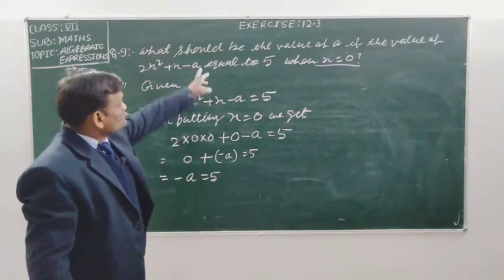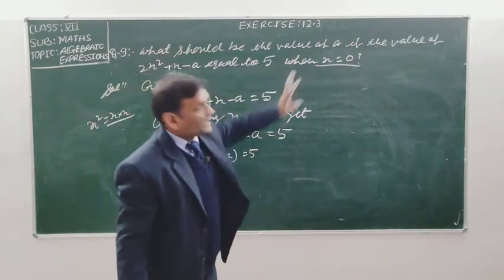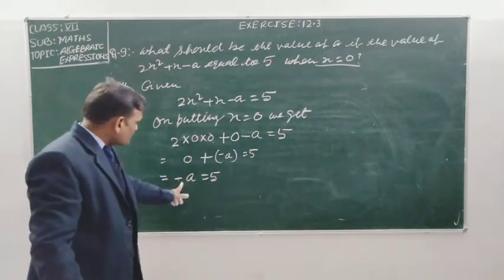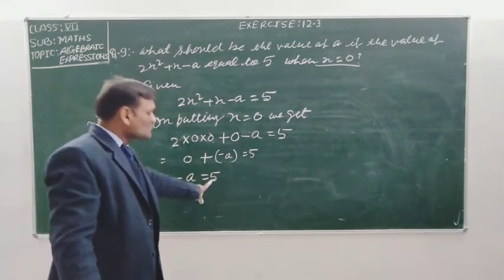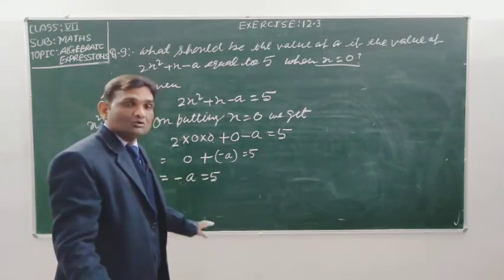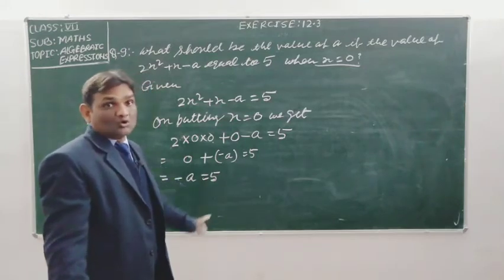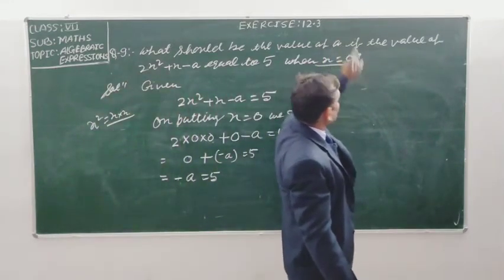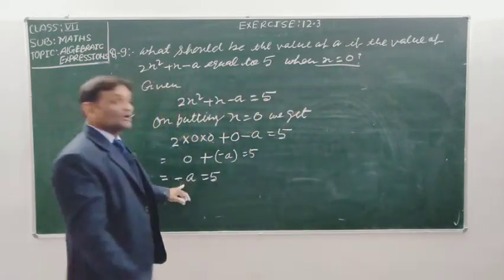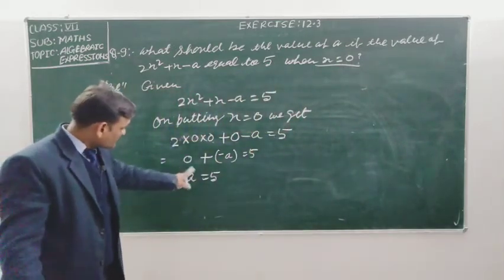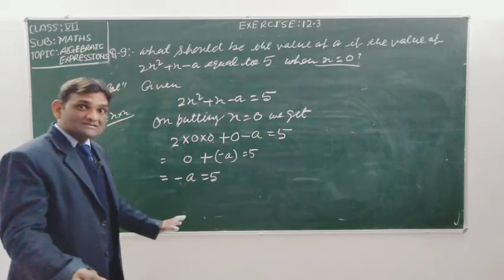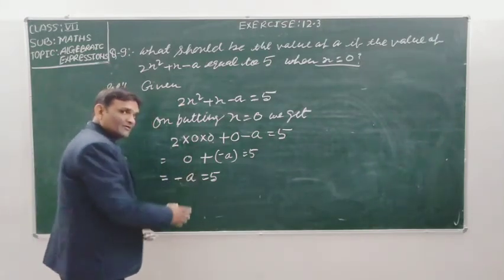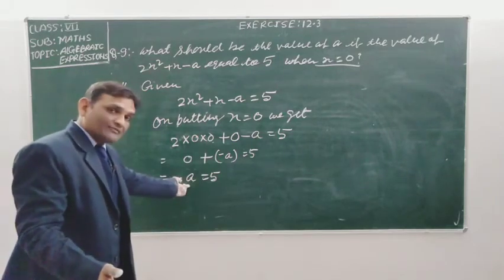But student, the question is asking you the value of a, not minus a. You are finding the value of minus a. Minus a is equal to 5, not a is equal to 5. But the question is asking me to find the value of a. So student, how can we find out the value of a? This is the value of minus a. It means if we make the sign of a positive, we will be able to get the value of a.